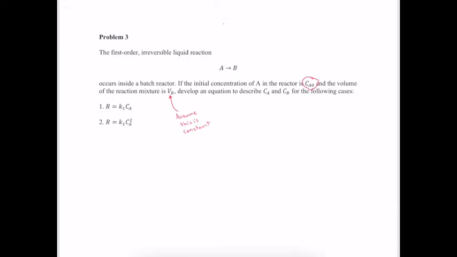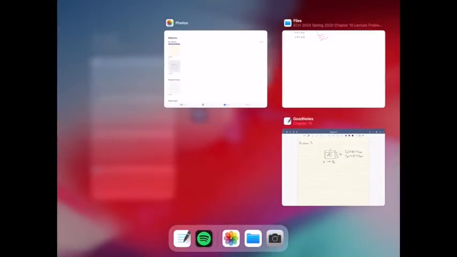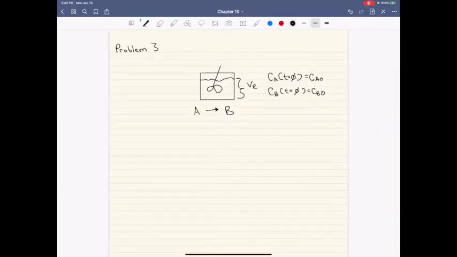Based on the information in this problem statement, we could prepare a process flow diagram that looks like this. It's relatively simple. Once again, the batch reactor is one of the simplest types of reactors out there. We have our batch reactor here, where the volume of the liquid inside is V sub r.